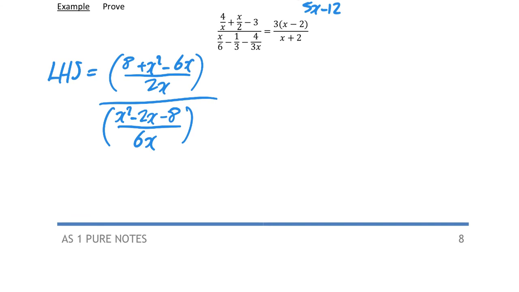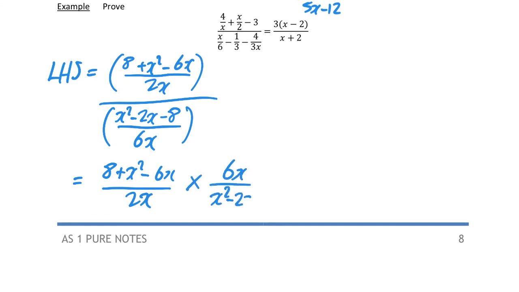If you do that, then that means you're doing, let's just write it out the long way. You have 8 plus x squared minus 6x all over 2x, and then that's multiplying by 6x over x squared minus 2x minus 8. So I've flipped my dividing fraction, if you imagine. Then we'll go up here to finish that off.